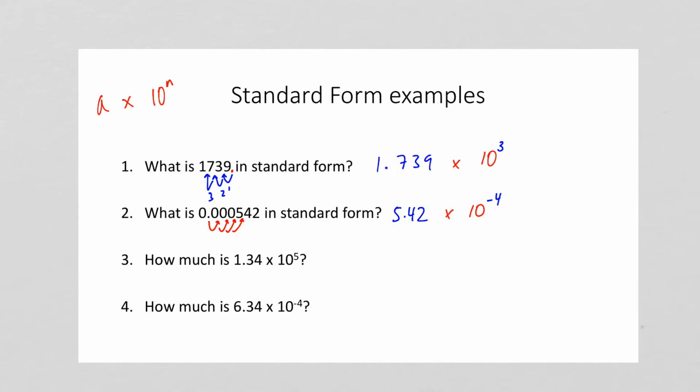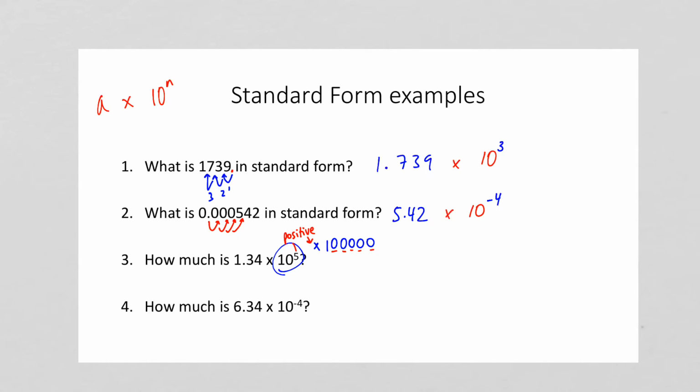For the next two examples, we have a number that's in standard form already, and we're going to do the opposite thing. We're going to turn it back into a long number. So for question 3, how much is 1.34 times 10 to the power 5? The first thing that we can recognize is that 10 to the power 5 means times 100,000. How do I know it's 100,000? Because it's 10 to the 5, so it's going to have 5 zeros. 1, 2, 3, 4, 5 zeros. Why is it multiply? Because that is a positive integer, so positive means multiply.